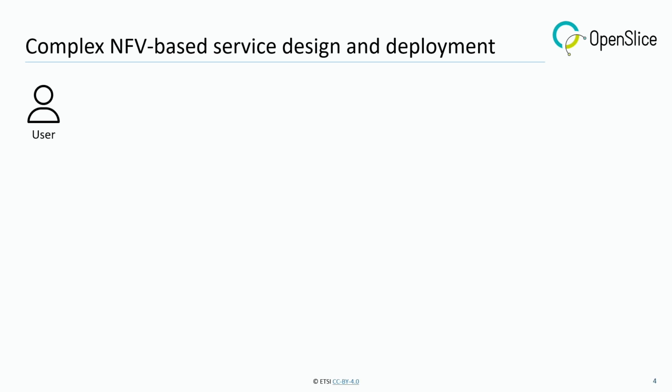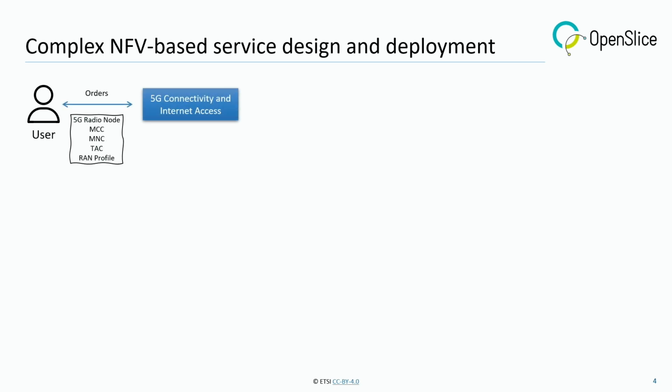So the illustration of this demonstration was that the user orders this service specification from the catalog and inputs some specific parameters, as you can see. A 5G radio node, some deployment characteristics of a 5G system, which are mobile country code, mobile network code, etc., and some RAN profiles in terms of profiling the traffic that someone would need to accept.